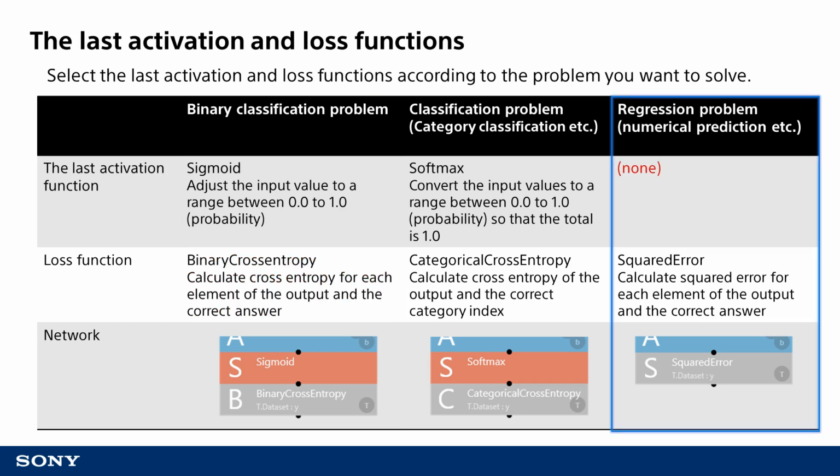And when we want to estimate a regression problem, that is, a continuous value, we often don't use an activation function. The output of Affine in the neural network is used as the estimate. Then we use a loss function called squared error at the end to minimize the squared error between the output value of the neural network and the correct answer given by the person.